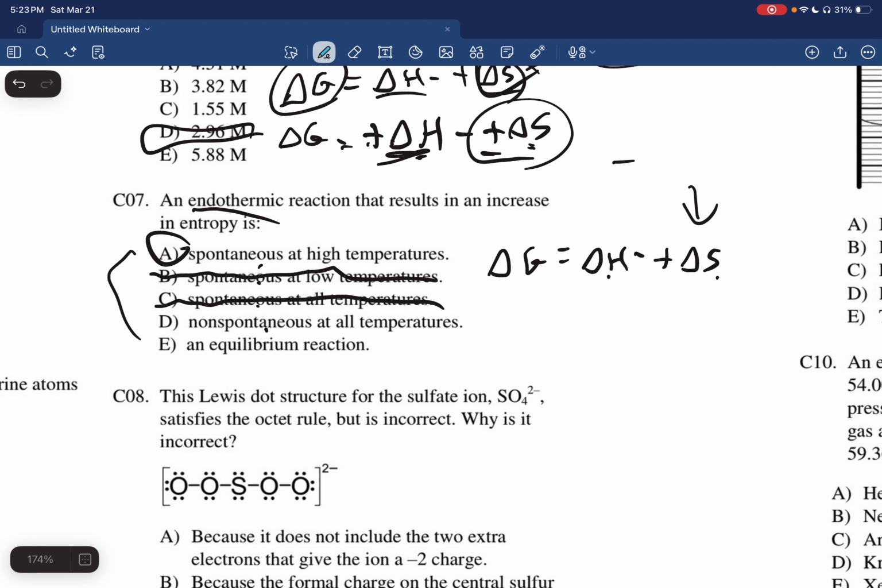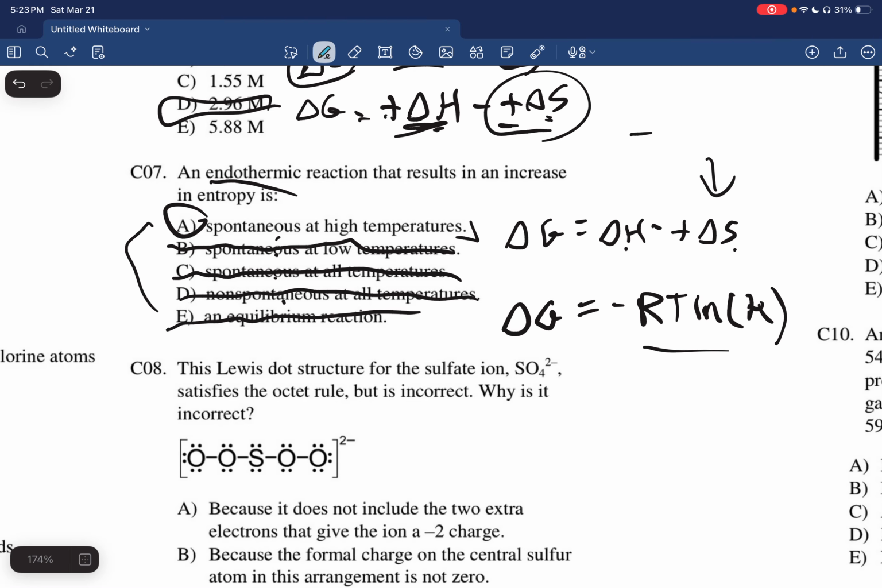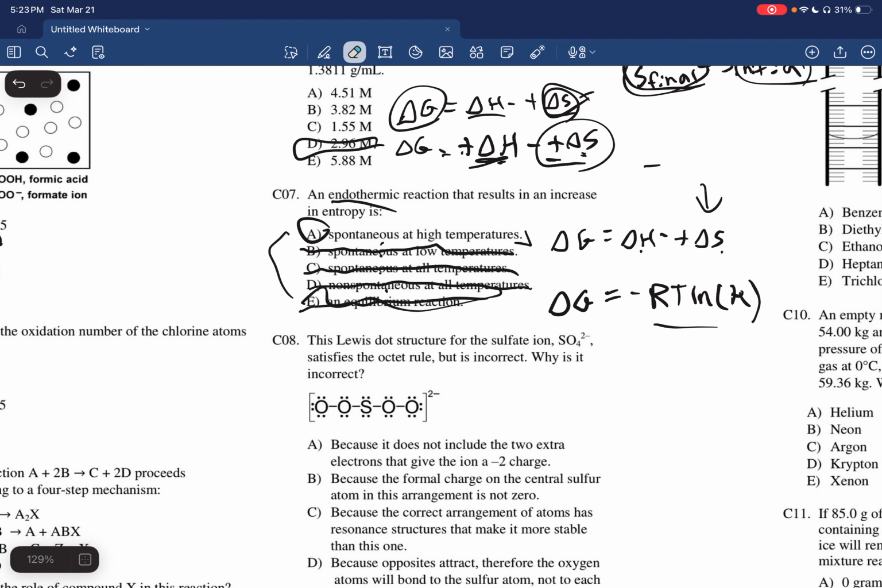Non-spontaneous at all temperatures, well, we already found that it's going to be spontaneous at high temperatures. And an equilibrium reaction, that just doesn't make sense. You can relate delta G to equilibrium. It equals negative RT ln K. Thermodynamics and equilibrium are really connected, but you can't really do anything with this right now. And we already found that A is true, so we can just say it's A and move on.